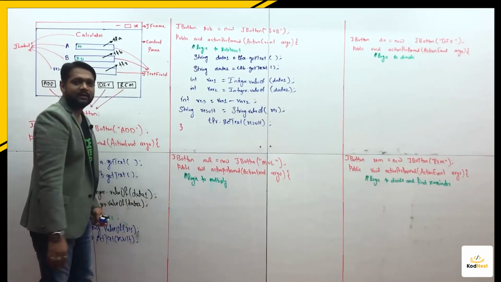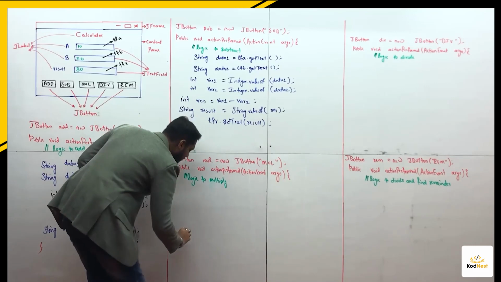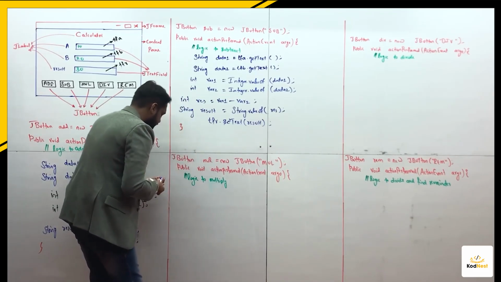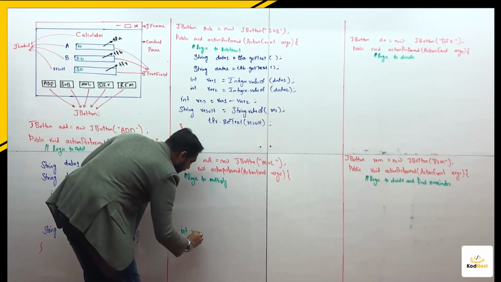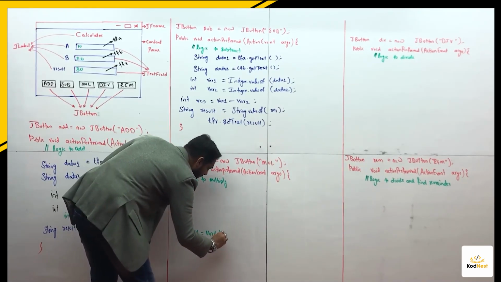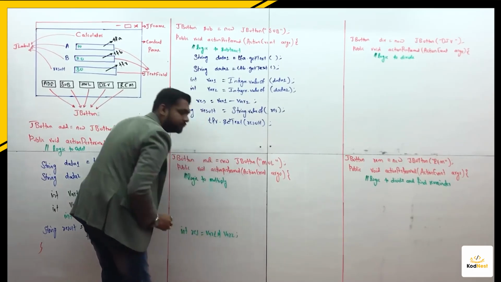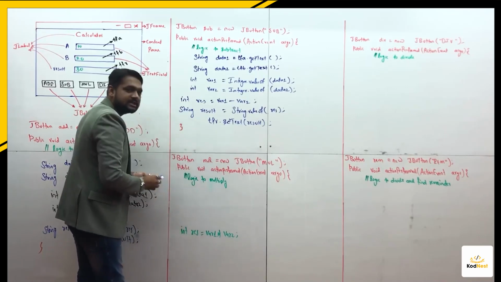Here should I write again? What will be the only change? This will be the only change. Int res equals to variable 1 multiplied with variable 2. Before this all the things are same, after this all the things are same.